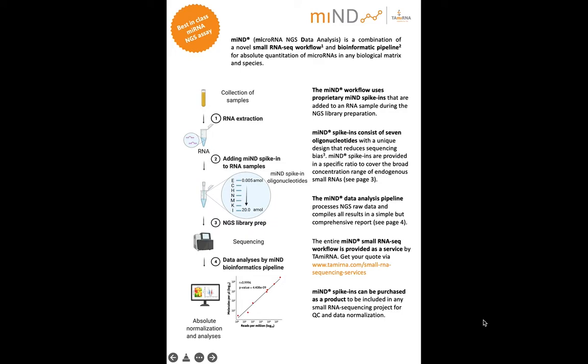The miND workflow uses proprietary miND spike-ins that are added to an RNA sample during the next-generation sequencing library preparation. miND spike-ins consist of 7 oligonucleotides with a unique design that reduces sequencing bias. They are provided in a specific ratio to cover the broad concentration range of endogenous small RNAs.